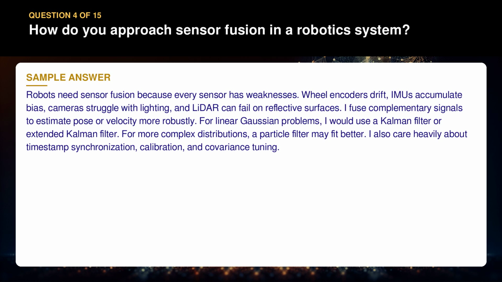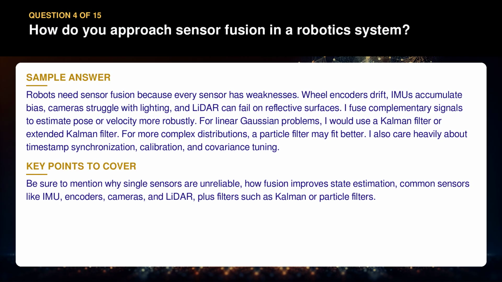For linear Gaussian problems, I would use a Kalman filter or extended Kalman filter. For more complex distributions, a particle filter may fit better. I also care heavily about timestamp synchronization, calibration, and covariance tuning. Be sure to mention why single sensors are unreliable, how fusion improves state estimation, common sensors like IMU, encoders, cameras, and LiDAR, plus filters such as Kalman or particle filters.